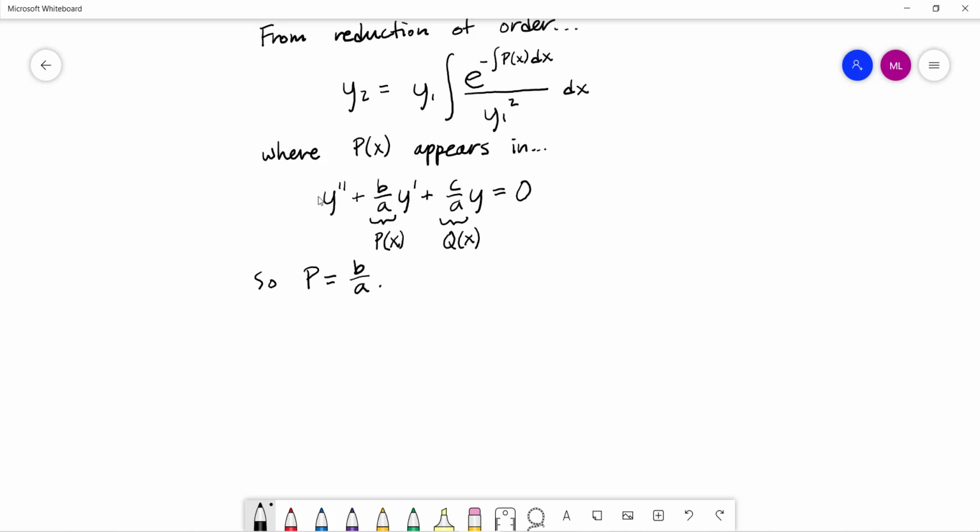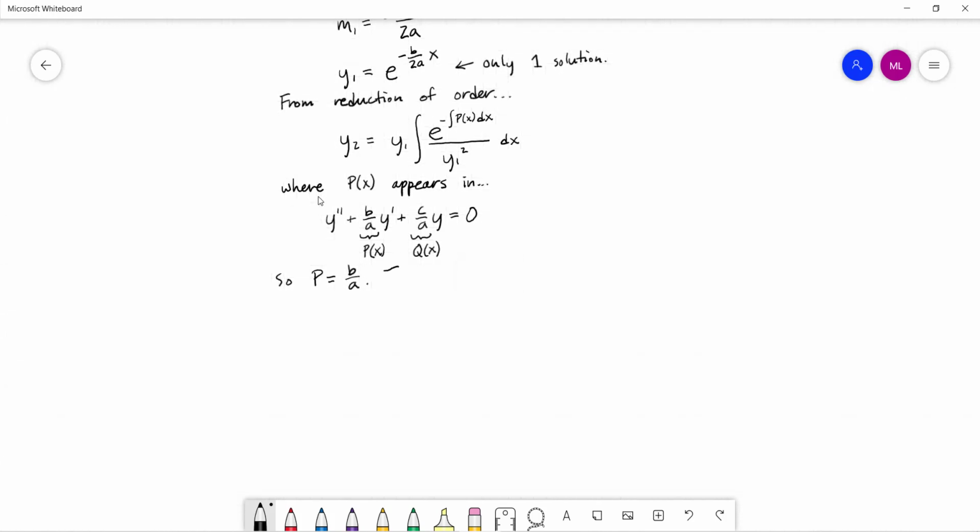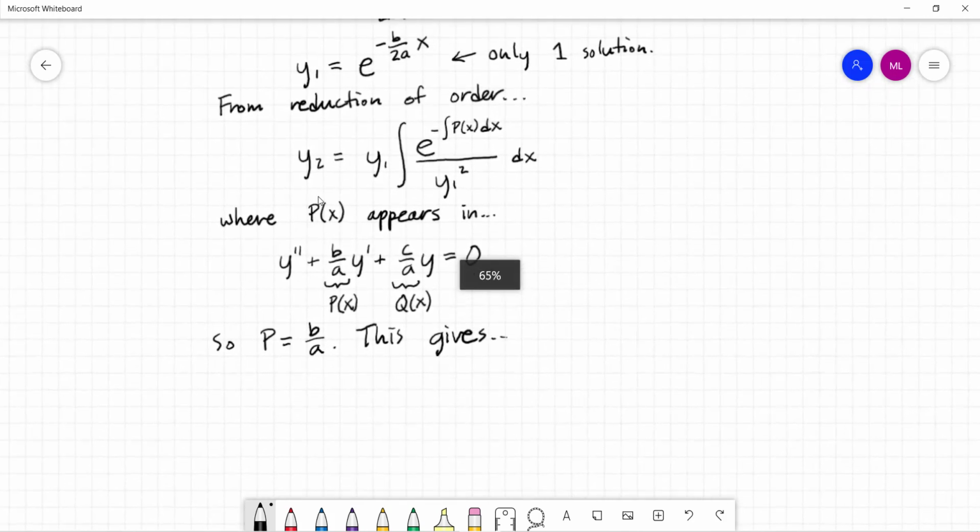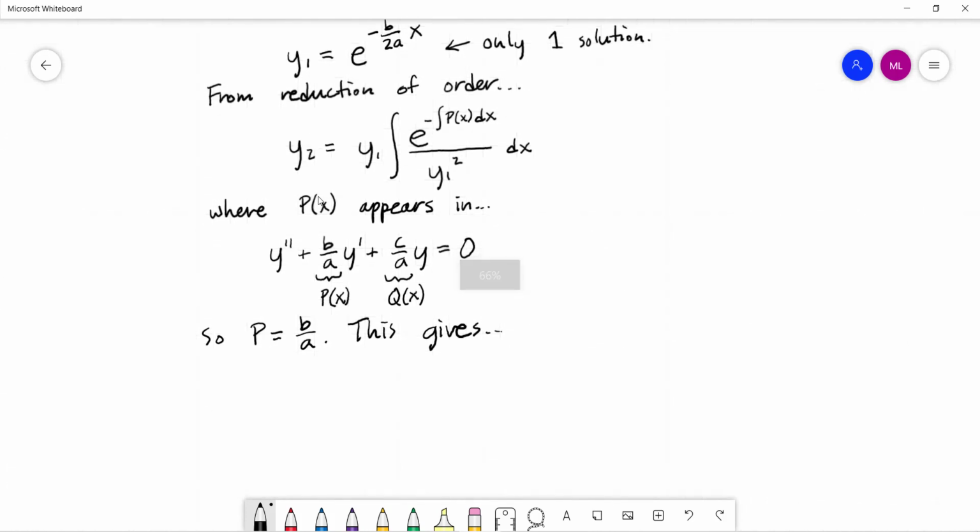So let's plug all of this in. For now, we're going to get a big, ugly mess. So this gives the following for our y2. Try to get all of this on the screen at once, and I can hopefully write this. So y2 is equal to this mess where y1 is now this exponential. So it's going to be e to the negative b over 2a times a big integral of e to the negative integral of b over a dx. The b over a comes from what we found p to be. P is b over a.